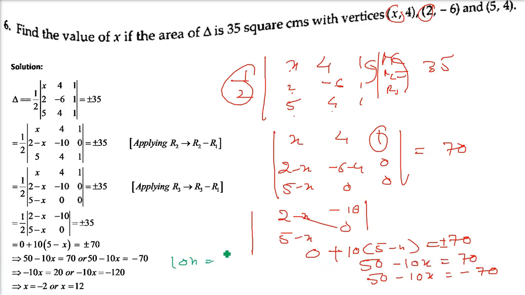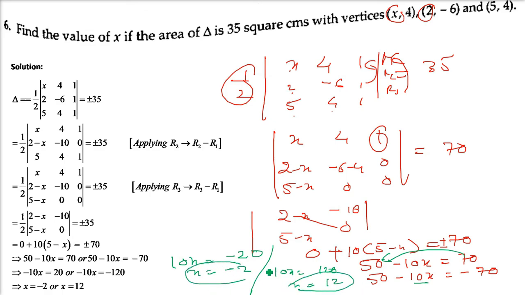Okay, 10. So I am taking first one. So 50 minus 10x equals 70. So 10x becomes minus 20, x becomes minus 2. This is from the one aspect. The second aspect, when we take negative, this 10x will be equal to 50 plus 70, that is 120. So x will be equal to 12. So x is 12 and x equals minus 2. Both are the answers. Okay.